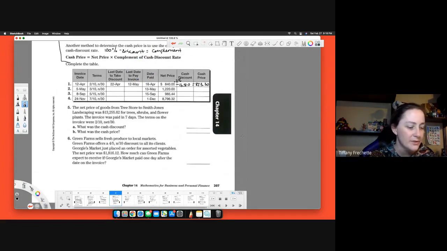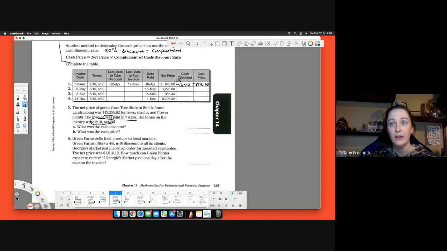Number 5 is going to be very, very similar to what we just did. It's just not in a table. It's giving you a little bit more information here than just date, terms, and net price. So the net price of goods from Tree Store to Smith Jones Landscaping was $13,255.62 for trees, shrubs, and flower plants. The invoice was paid in 7 days, and the terms were 2 in 10, so 2% in 10, or net in 30. They paid within the 10 days, in 7 days, so we get to take the discount. We get to take 2%.